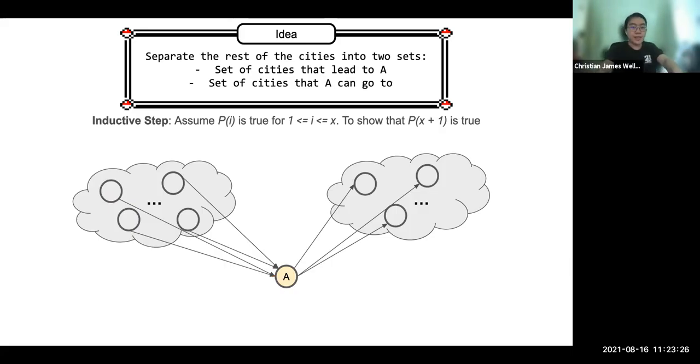Now, maybe I'll give you two or three seconds to think. Why is this useful? What can we do next? How can we invoke the inductive hypothesis?